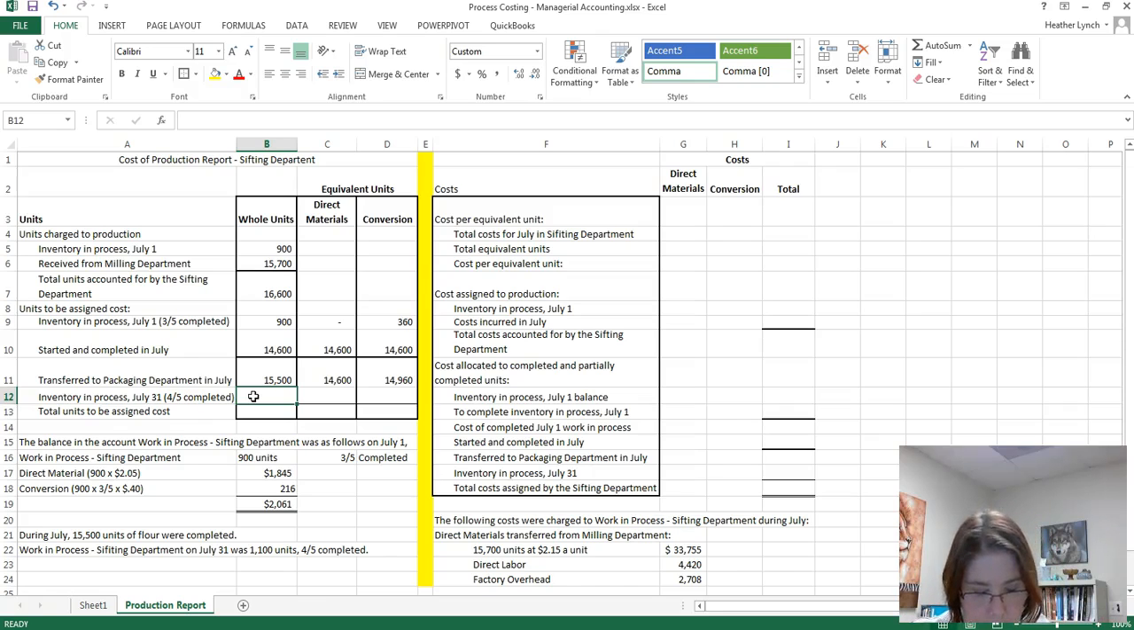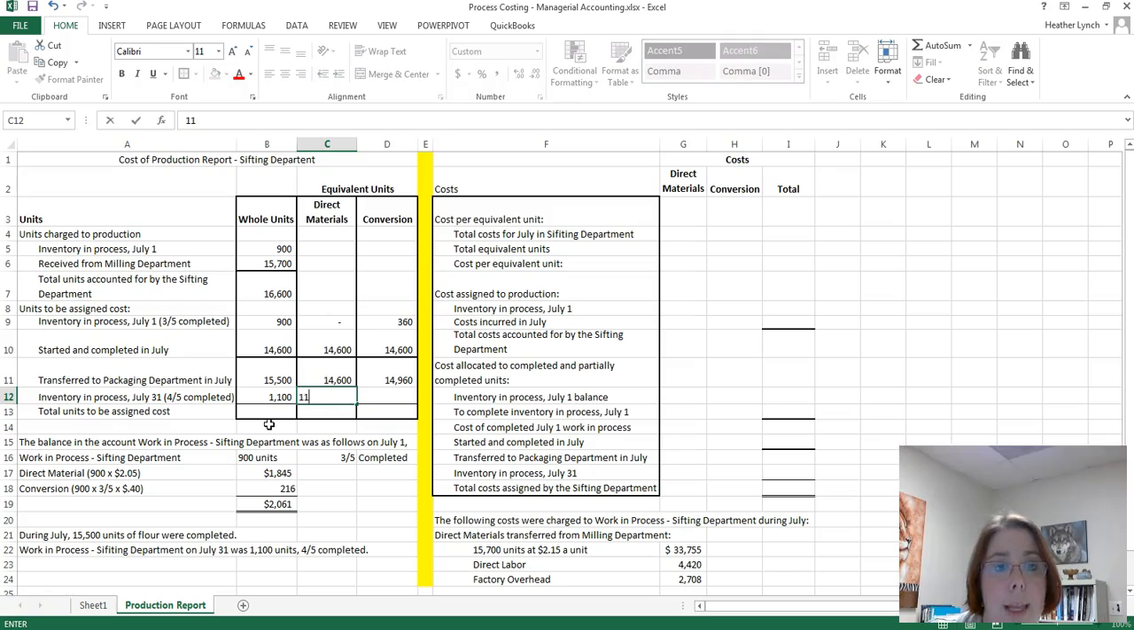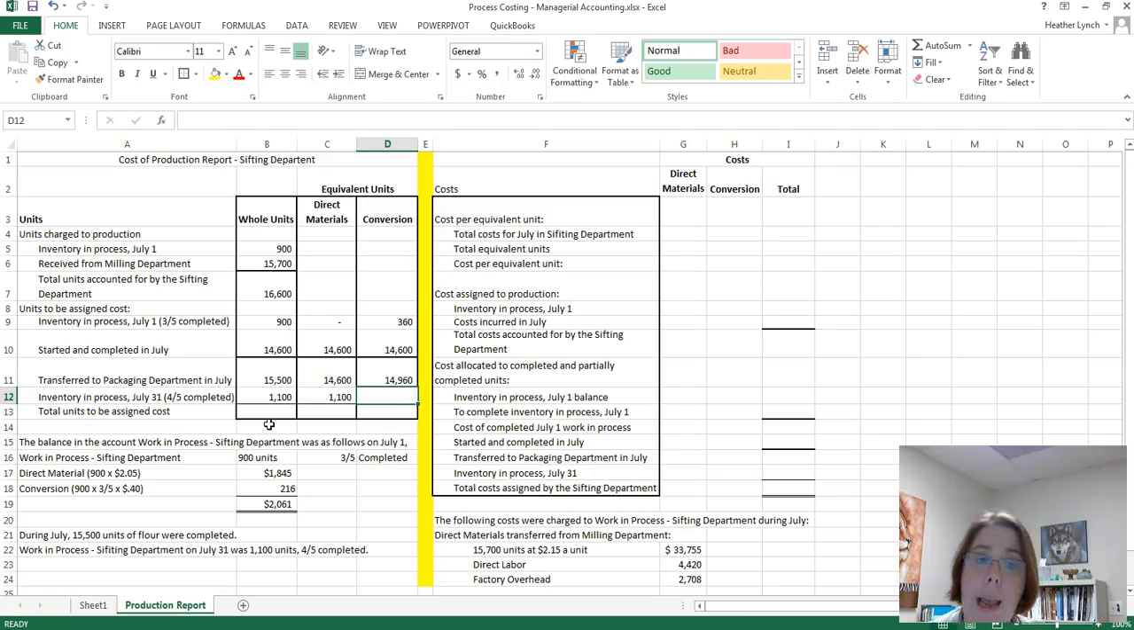The only thing that we may have a difference will be our conversion. So it showed that work in process sifting department on July 31st was 1,100 units. So we'll have 1,100 units there, 1,100 units here. And on conversion, it was only 4/5 complete. So we take that 1,100, we take it times the 4/5, and that gives us 880.